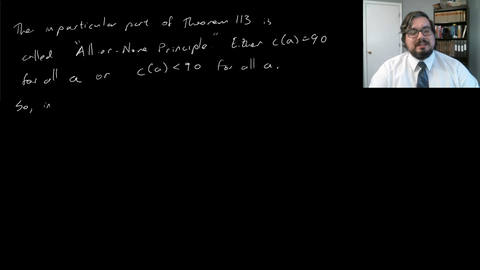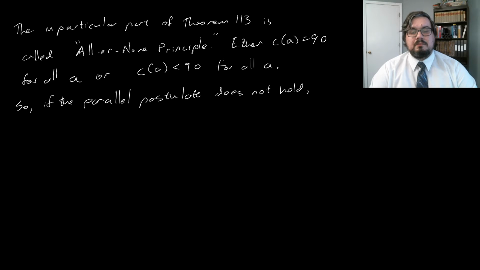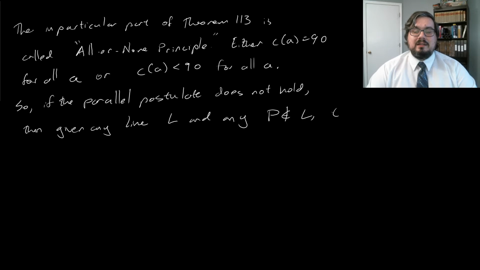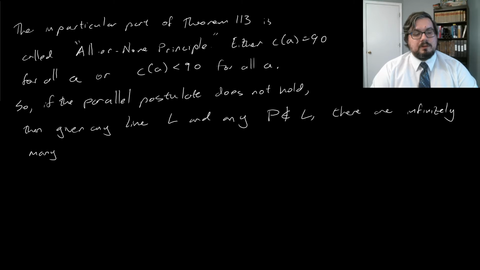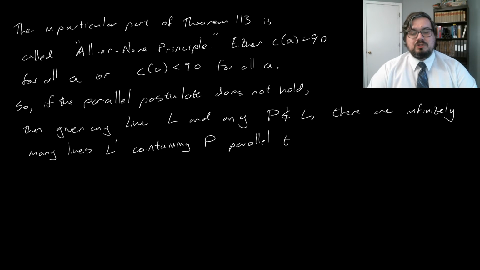So, in particular, what this means is that if the parallel postulate does not hold, then given any line L and any point P not on L, there are infinitely many lines L prime containing P and parallel to L.